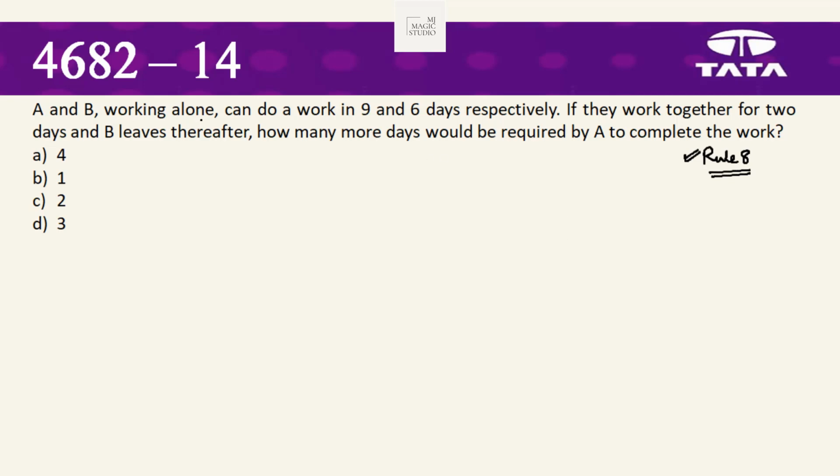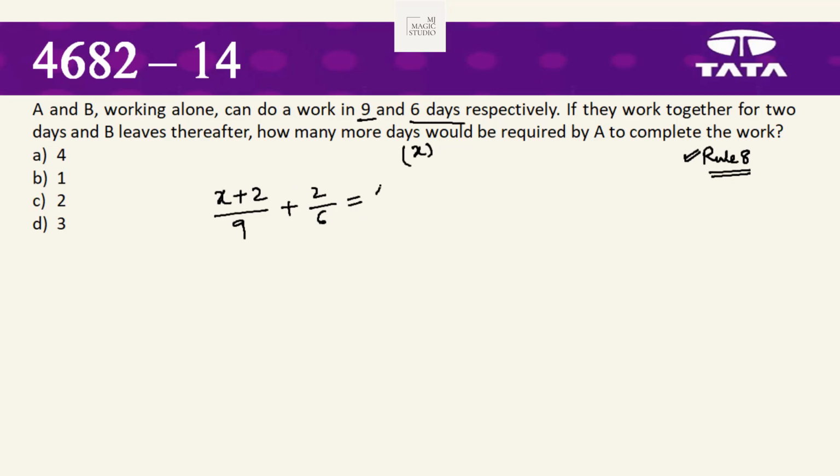A and B working alone can do a work in 9 and 6 days respectively. If they work together for 2 days and B leaves thereafter, how many more days would be required by A to complete the work? Let X more days be required by A to complete the work. A has worked for X plus 2 days. That means work done by A in X plus 2 days is (X plus 2) by 9. Work done by B in 2 days is 2 by 6.